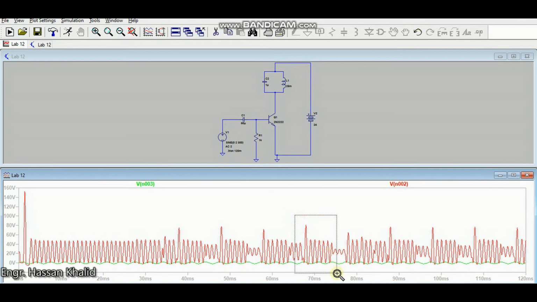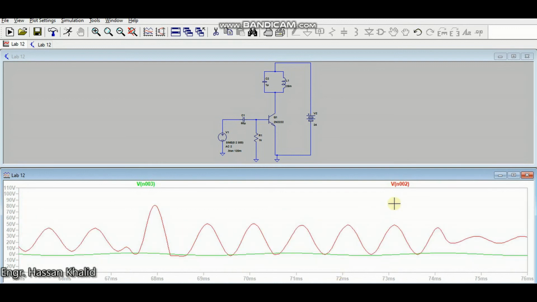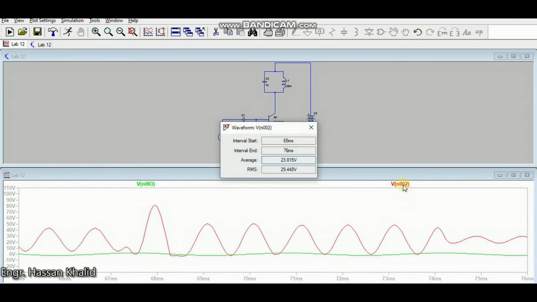That is, let's say this is the packet of our received signal, and it has an RMS value of 29.448 volts. So that means on average the voltage will be 23.8, and the magnitude of the damped oscillation will be decreasing with respect to time.